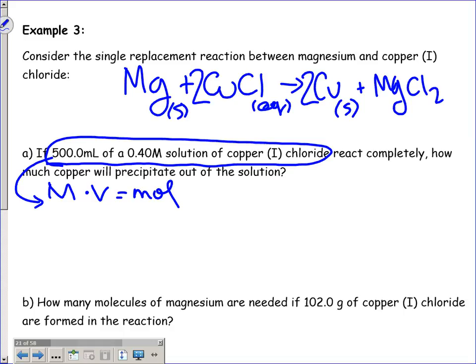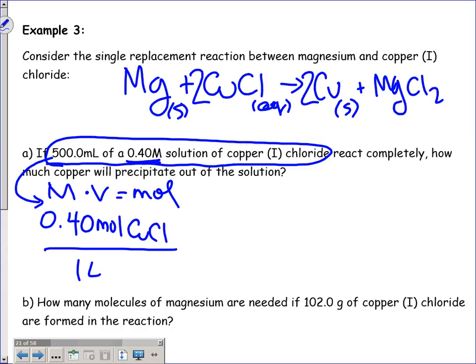Now, my molarity is 0.4 big M. I'm going to write that in fractional form. 0.40 moles of copper 1 chloride per 1 liter of solution. So I've taken this number here, and I've written it out in fractional form. You with me so far? I've taken my number and I've written it in fractional form.